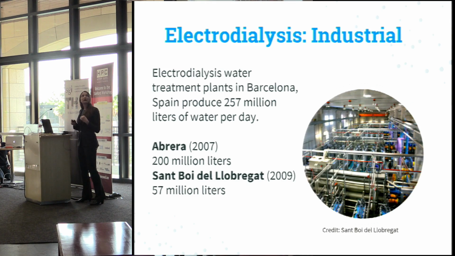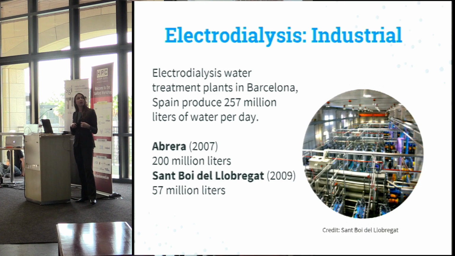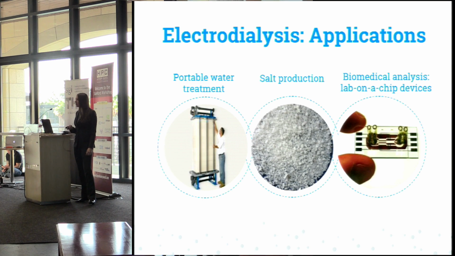So some more motivation, electrodialysis is actually deployed on an industrial scale, and the most recent one, and actually one of the largest, is in Barcelona, Spain, that produces 257 million liters of water per day. And those just came online very recently in 2007 and in 2009. But the nice thing about electrodialysis is that it's not just limited to large-scale operations. So here is actually a portable electrodialysis system from General Electric. And so if you need to quickly set up one of these water desalination systems in a disaster zone or in a remote town, then you can do so.